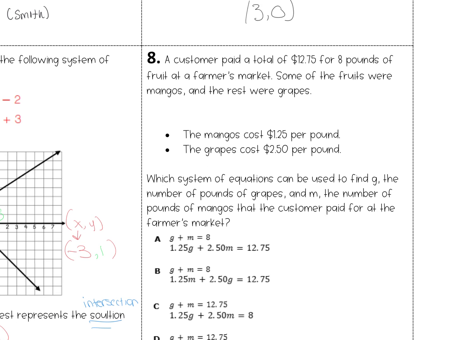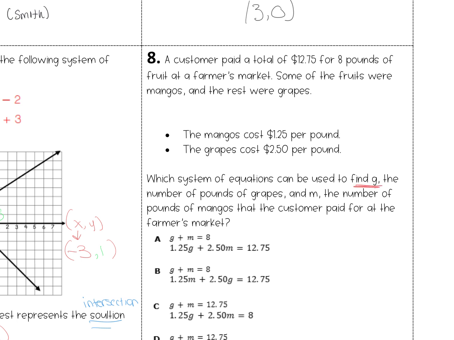The customer paid a total of $12.75 for a pound of fruit at the farmer's market. Some of the fruit were mangoes and the rest were grapes. Mangoes cost $1.25 per pound and grapes cost $2.50 per pound. Which system of equations can be used to find G?